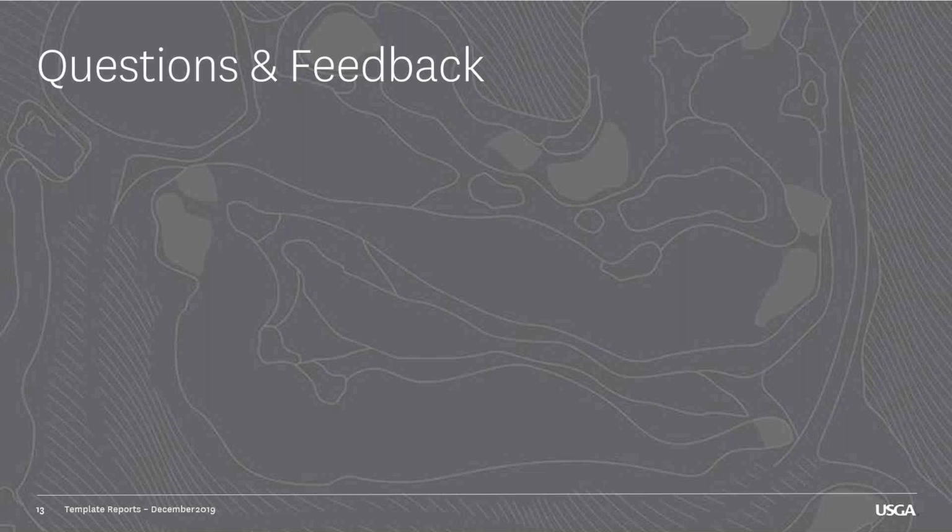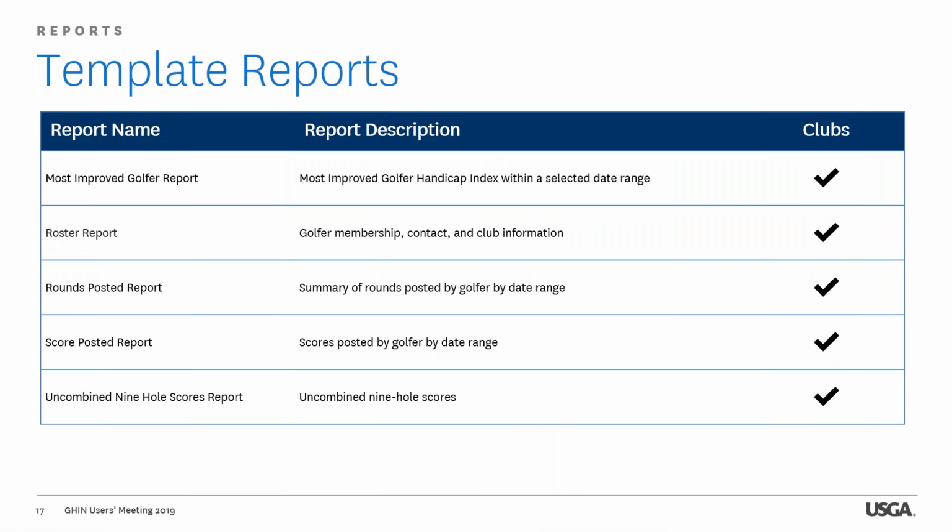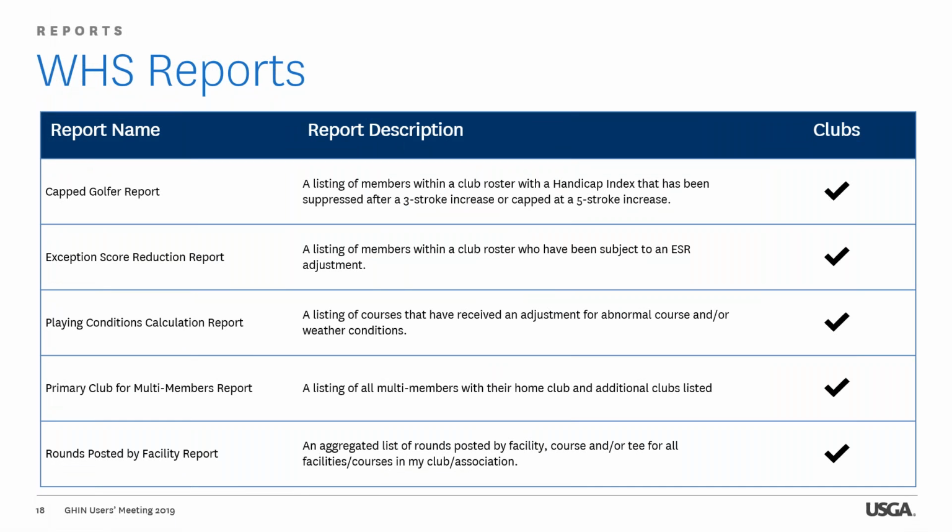Before we do any final questions, again, I just want to take you through the list of reports with the descriptions of what will be available. For the template reports, you will see that we've got the combined 9-hole scores report, our handicap index history, handicap revision scores, as well as low handicap index, most improved golfer, the roster report, rounds posted, and uncombined 9-hole score report. And then we have provided 5 new reports for you based on the data that is now available from WHS, which will be the capped golfer report, the exceptional score reduction report, the PCC report, primary club for multi-members, as well as a rounds posted by facility report.